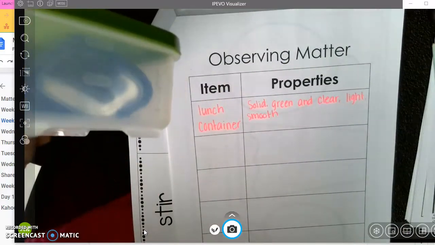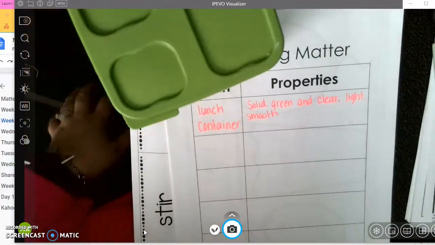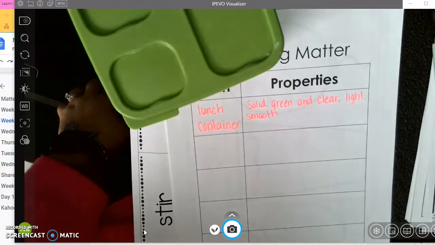Trying to think. Maybe if I had a sink full of water or a tub full of water, I could test this item and see if it sunk or if it floats. I predict that it would float. However, I could be wrong. So I wouldn't just write float. I would want to make sure that I test that first.